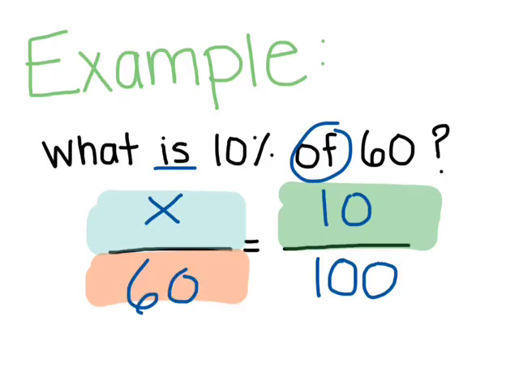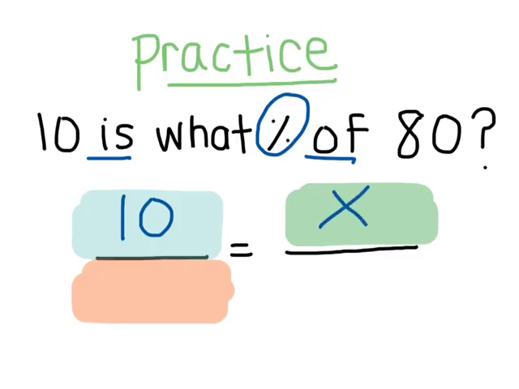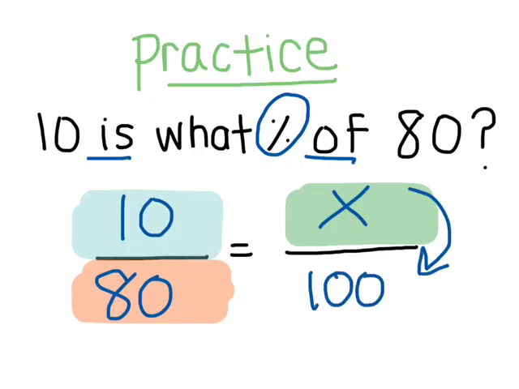Let's try another one. Okay, let's give this one a go. Okay, let's look for our keywords again. We have is, of, and a percent. So 10 is goes on top. What percent? I don't know my percent. I'm looking for it. Of 80. And percent is always a number out of 100.